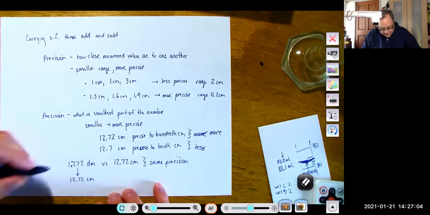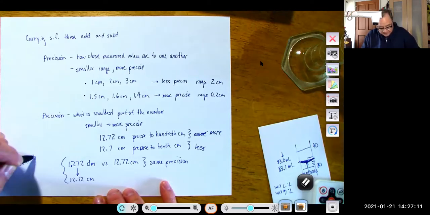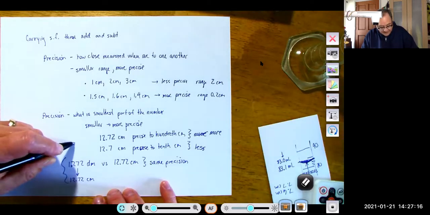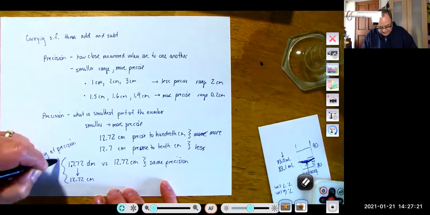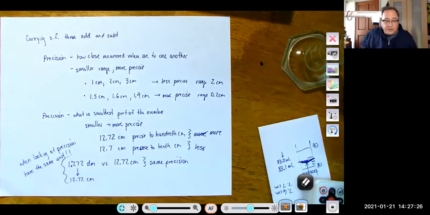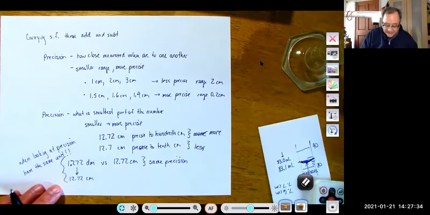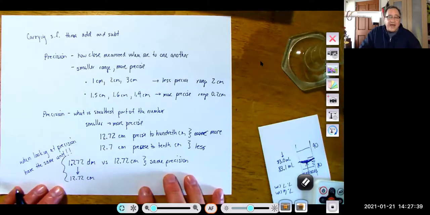So what am I trying to teach you here? I'm trying to teach you this idea. When looking at precision, the numbers have to have the same unit. So do you understand that idea? To compare precision when you're looking at 2 numbers, they have to be the same unit. And that's why it worked here. They were both centimeters. Are we good on that?